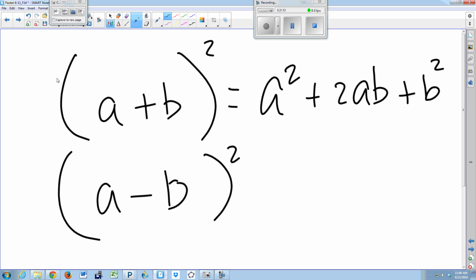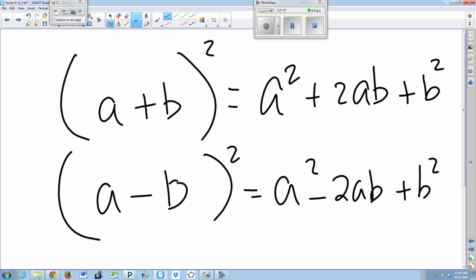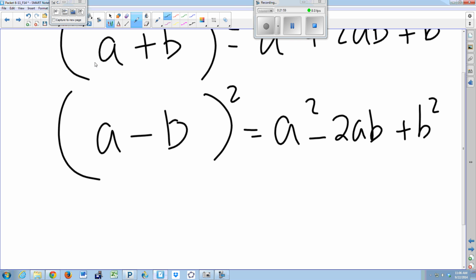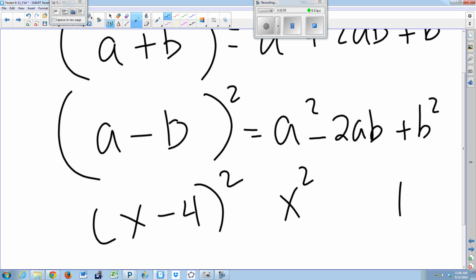That's what it always looks like. This one's going to be a square minus 2 times ab plus b squared. So if you have something like x minus 4 squared, you've got the x squared guarantee, you've got your 16 guarantee. Then when you multiply these two, you get minus 4x, just double it, and you're all done. You don't even have to FOIL.